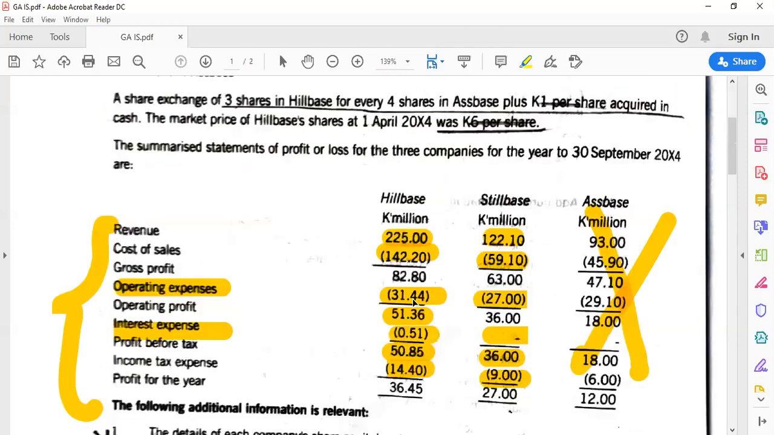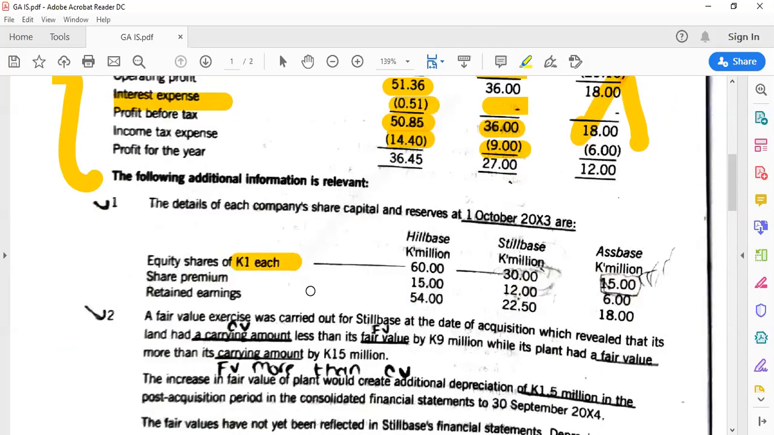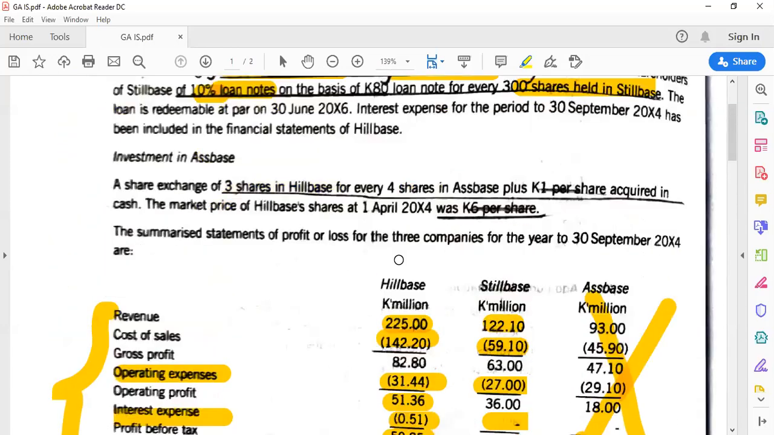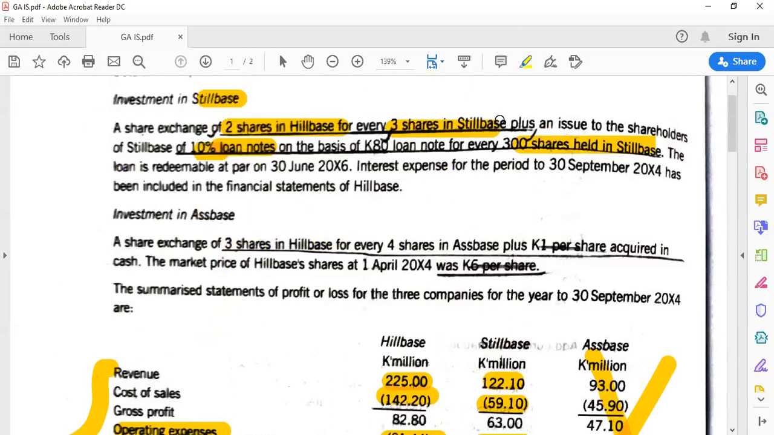What was the share price anyway? Before we even go, oh, the share price was 1 kwacha. So we know the premium was how much? 5 kwacha per share. Okay, so let's go. Here's what you're going to do, Daniel. Let's follow the English the way it has come. We are being told here 10% loan notes on the basis of 80 million kwacha loan notes for every 300 shares held in Stillbase. See, we said for every 3. You remember? For every 3. What did we do with the every 3? We put the 3 as a denominator.